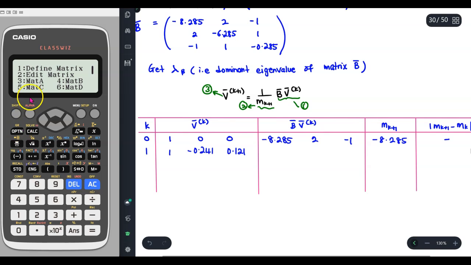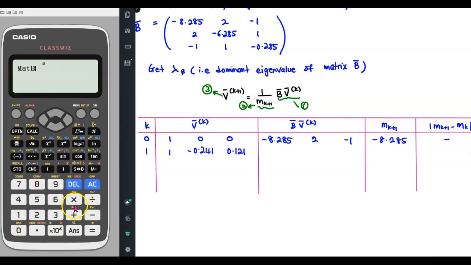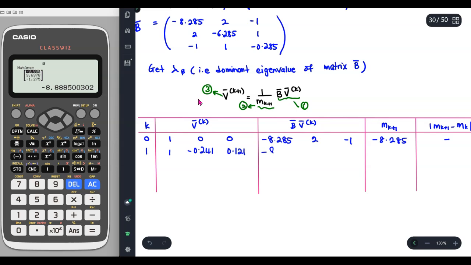So we call for the matrix B. So 4 times VK. VK is your current math answer in your calculator. So call math answer, so 1. All right, so you have negative 8.889 basically. Okay, and then you have 3.638, and then negative 1 point.